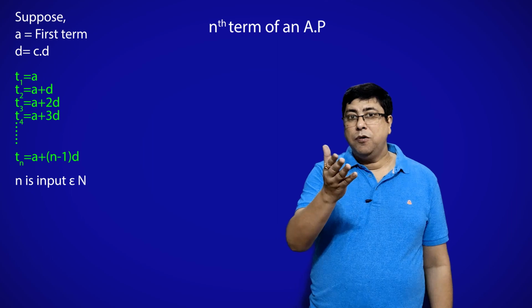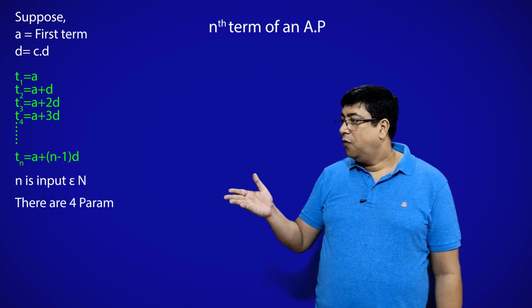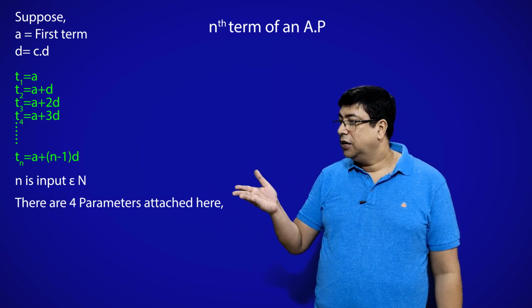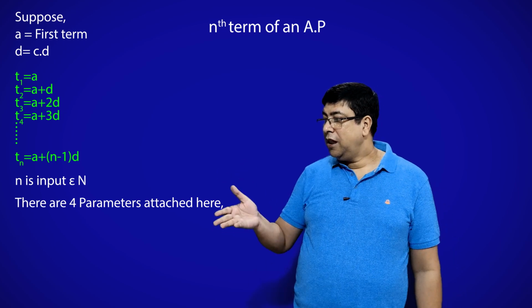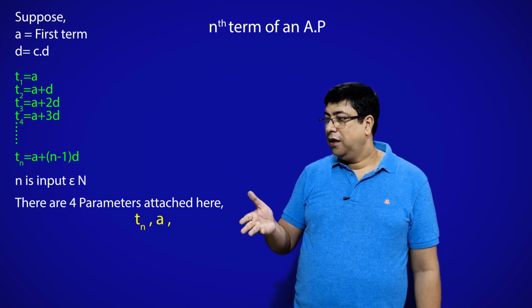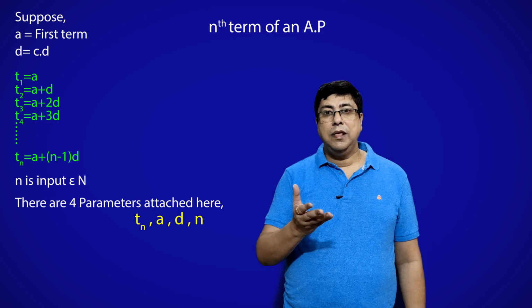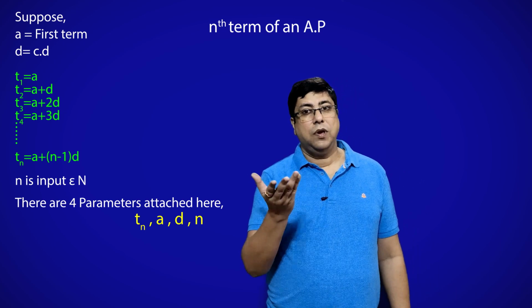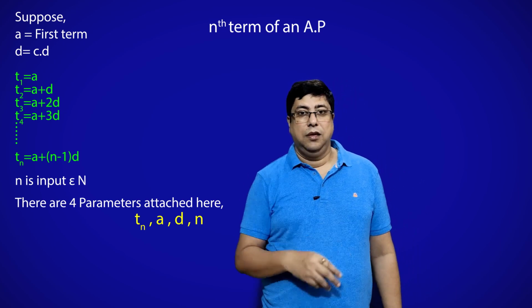One important point to note here is that there are 4 parameters attached here: Tn, A, D, N. It means if we know any 3, we can get the other easily.